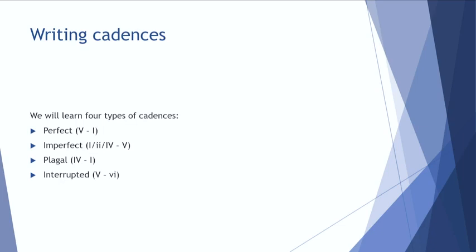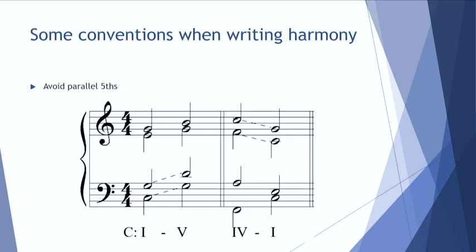So let's have a look at those briefly. But before we do that, let's look at some conventions of writing harmony. Some things that we look for avoiding and for good practice. So when we are learning about harmonizing particular pieces of music, and in this particular case, we're just dealing with cadences. We're going to avoid using parallel fifths.